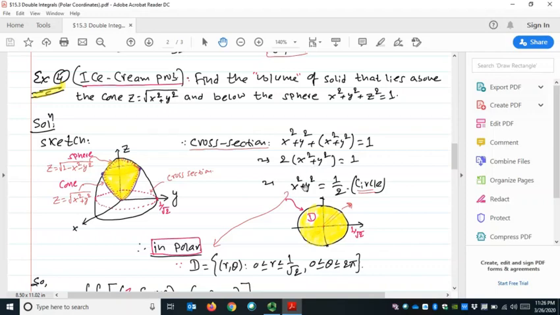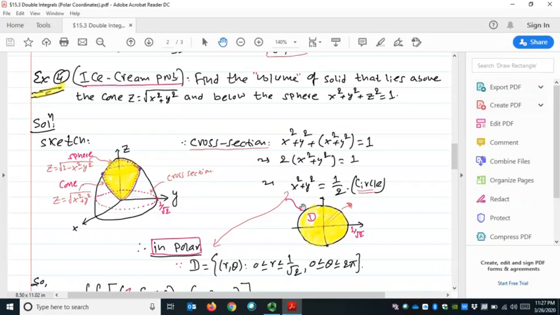Next step, divide by 2, so then we have x square plus y square equals 1/2, which is a circle of radius 1 over radical 2. So this is a circle of radius 1 over radical 2. So if our domain of integration is a circle, then we need to apply the polar coordinates.